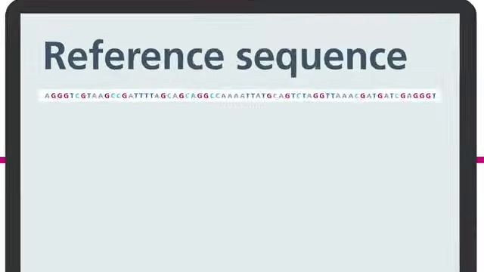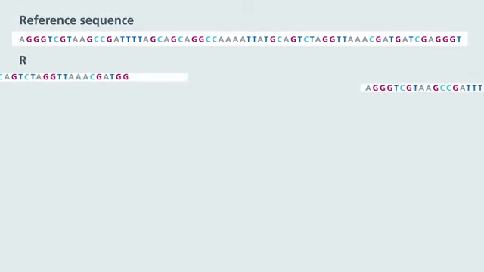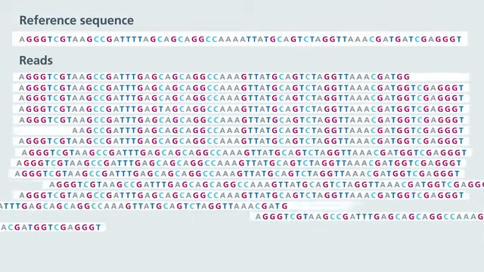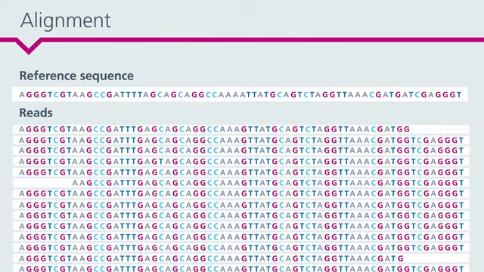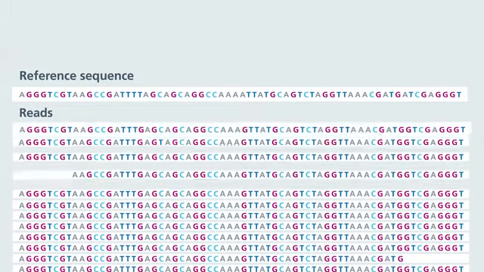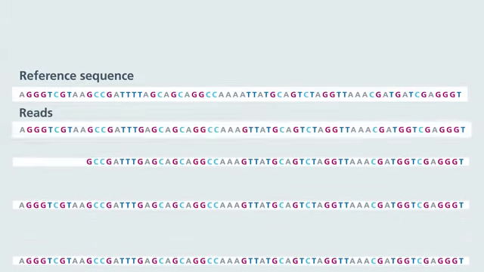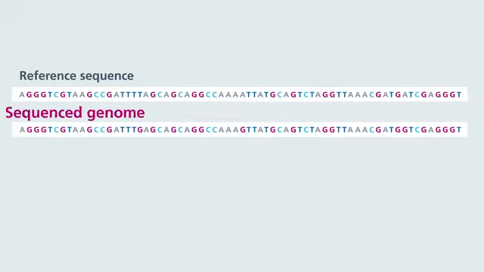First, the reads are mapped back to their original position in the genome based on a known reference sequence. This is called alignment. The goal is to piece together the reads to rebuild the whole genome sequence of the original sample.